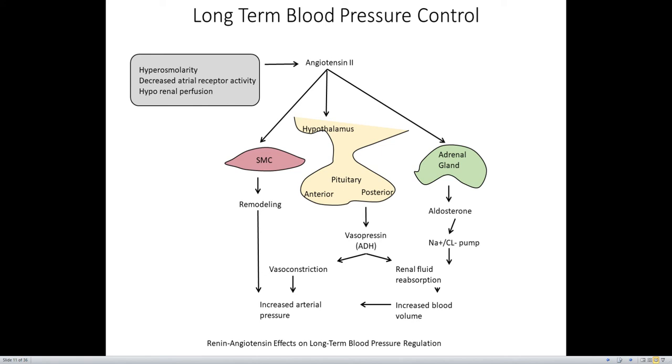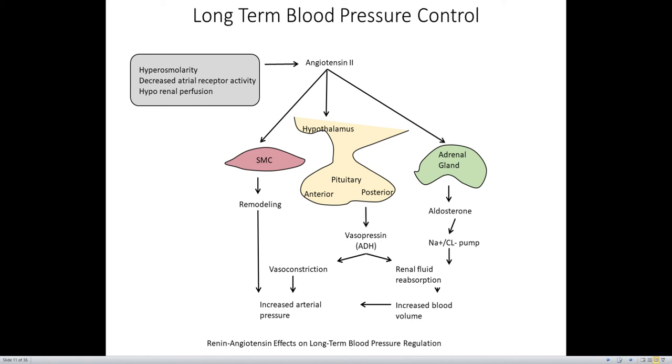Now, angiotensin 2 also goes to the pituitary gland and plays a role in increasing the release of vasopressin, which you guys know as antidiuretic hormone, from the posterior pituitary. And vasopressin does two things. It all by itself causes vasoconstriction to increase arterial pressure, but it also increases renal fluid reabsorption in the convoluted tubule of the kidney. And this causes an increase in blood volume. An increase in blood volume is going to cause an increase in arterial pressure.